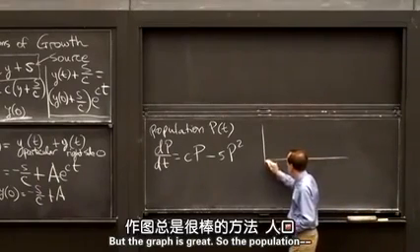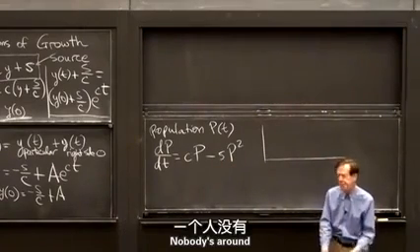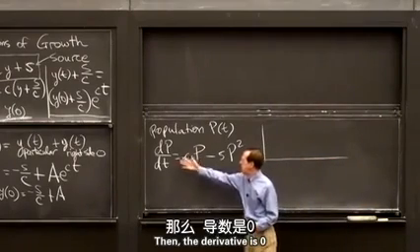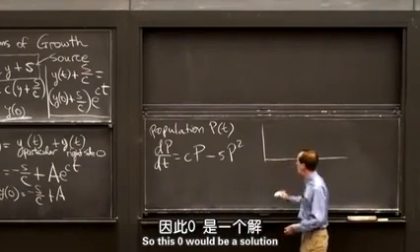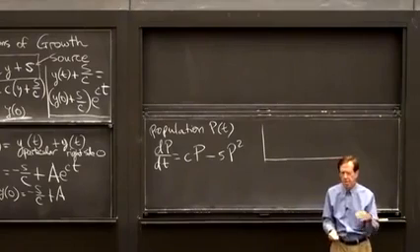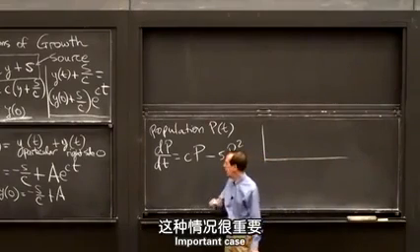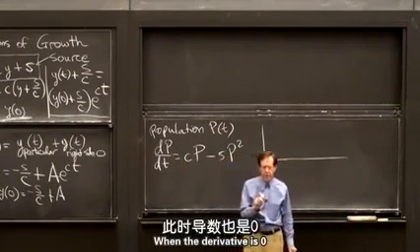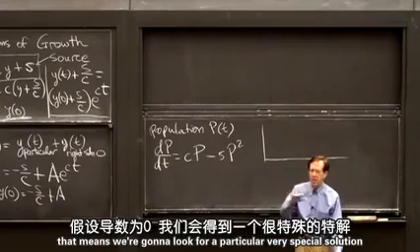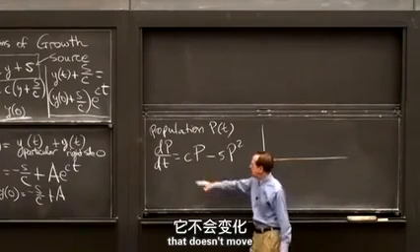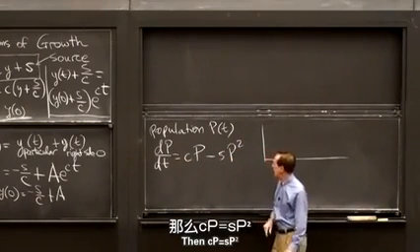So the population, well, notice, what would happen if the population starts out at 0? Nobody's around. Then the derivative is 0. It never leaves 0. So this 0 would be a solution. P equals 0, constant solution, not interesting. There's another important case when the derivative is 0. Suppose the derivative is 0. That means we're going to look for a very special solution that doesn't move. So if that derivative is 0, then Cp equals Sp squared.